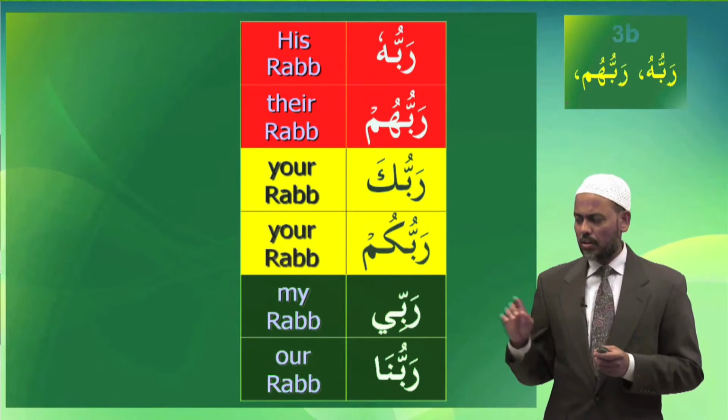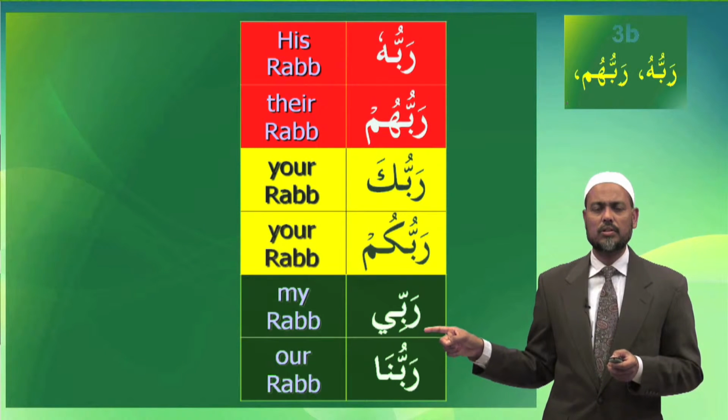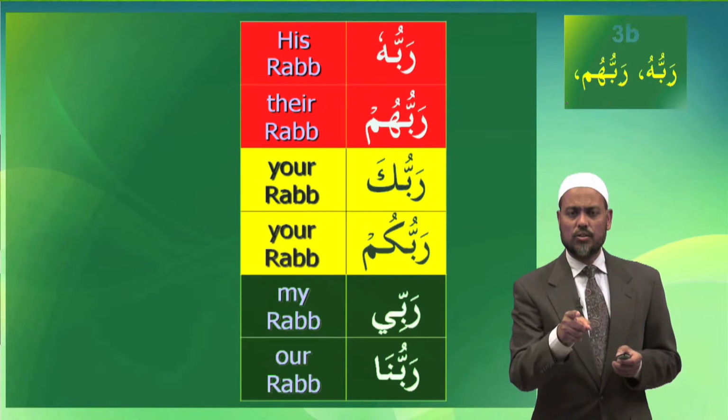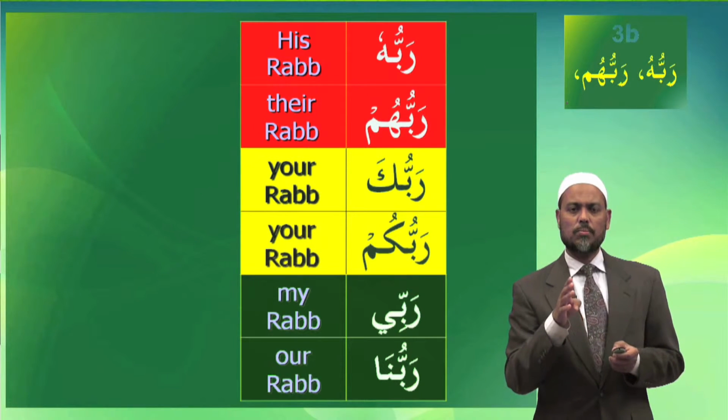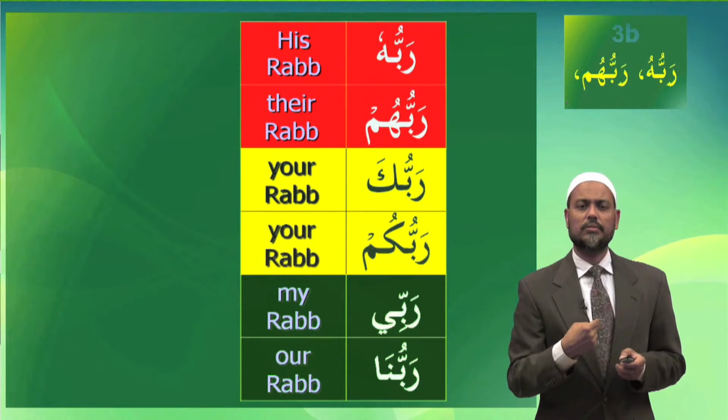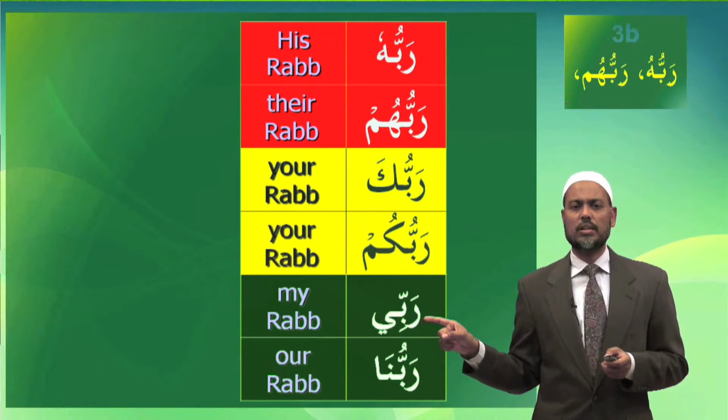Repeat after me. Rabbuhu, his Rabb. Rabbuhum, their Rabb. Rabbuka, your Rabb. Rabbukum, your Rabb. Rabbi, my Rabb. Rabbuna, our Rabb.